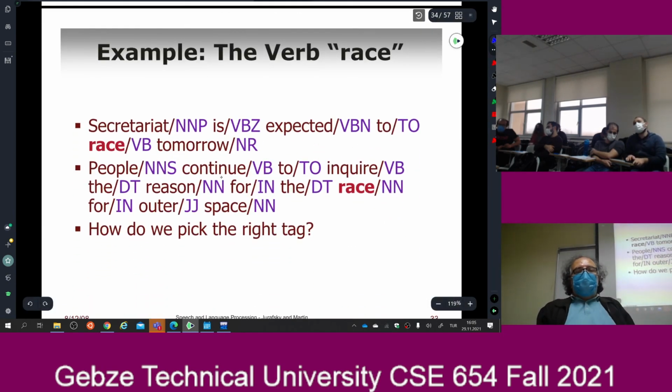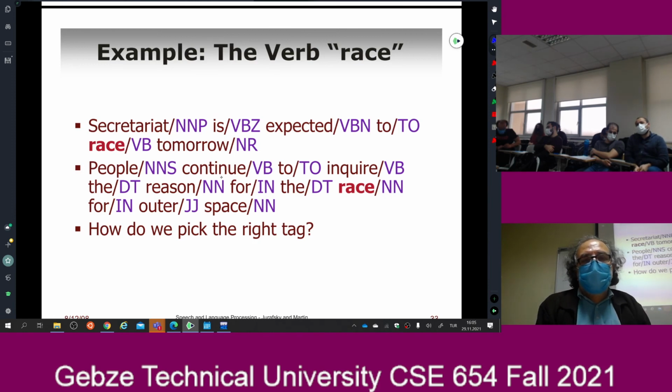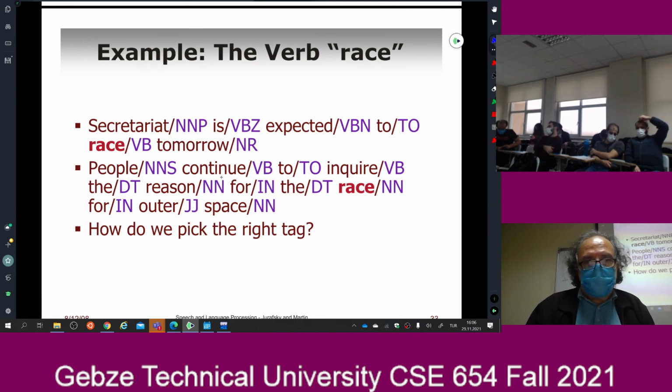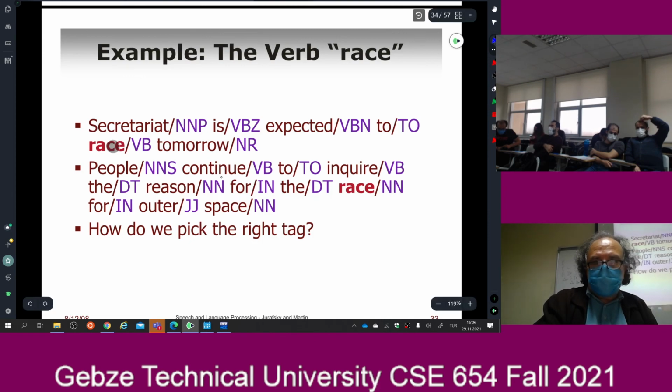Okay, let's go back to this example. Secretariat is expected to raise tomorrow. There are two ways of making this assignment: either "Secretariat is expected to raise verb tomorrow," or "to raise noun tomorrow." Let's see which one is going to be the correct one. So this is verb, this is noun. So we simplify the problem.